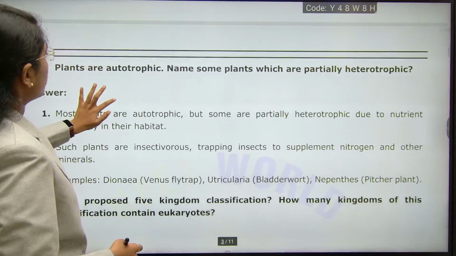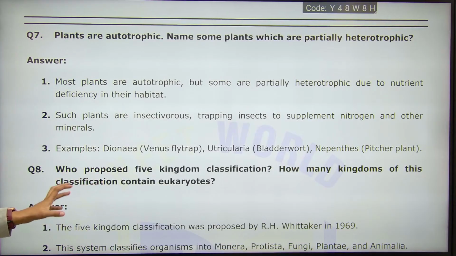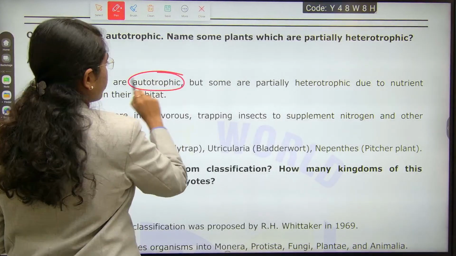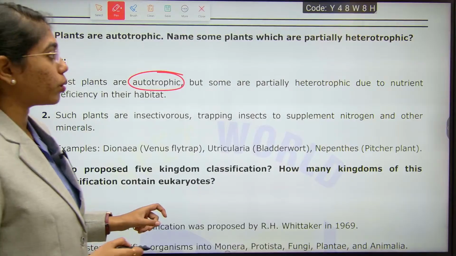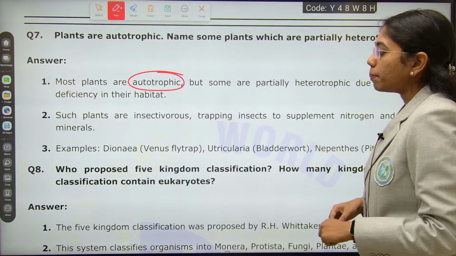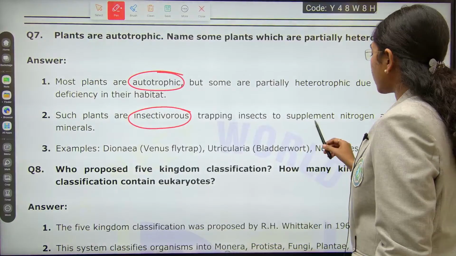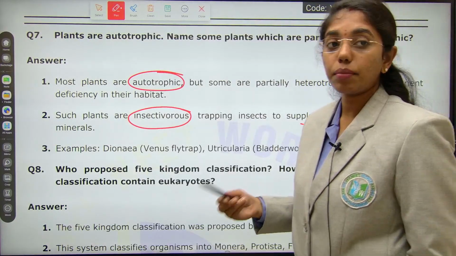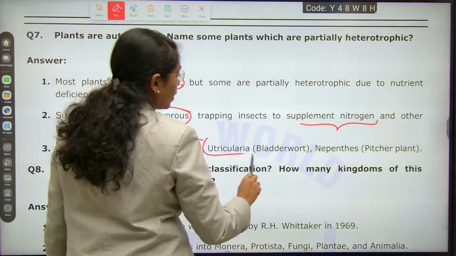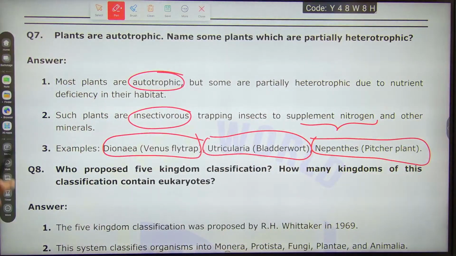Next, plants are autotrophic. Name some plants which are partially heterotrophic as well. Most plants are autotrophic, but some are partially heterotrophic. This is due to nutrition deficiency in their habitat. Some plants are insectivorous and they trap insects to supplement the nitrogen and other minerals. Examples include Dionaea, Venus flytrap, Utricularia, bladderwort, and Nepenthes, which is the pitcher plant. These are the examples. Fine.